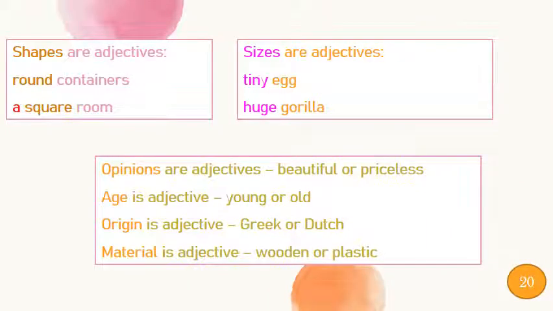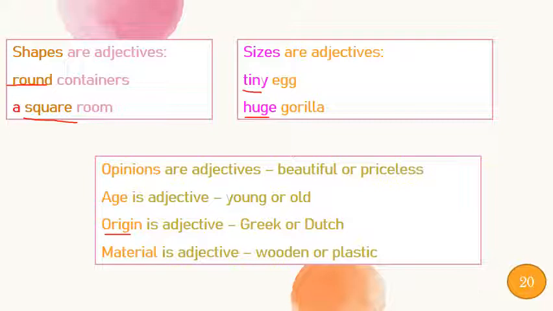Still have more. Shapes are also adjectives, like round containers, tall man, short chair, for example. Tiny chair, a square room, a rectangular room. So you see the shapes are also adjectives. Sizes also are adjectives, like tiny, huge, big, small. Opinions are also adjectives. Opinions like beautiful, priceless. Age is also an adjective. Young, old. Origin is also an adjective. Lebanese, Greek, Dutch, Syrian, Palestinian. So you see, all of these are adjectives.